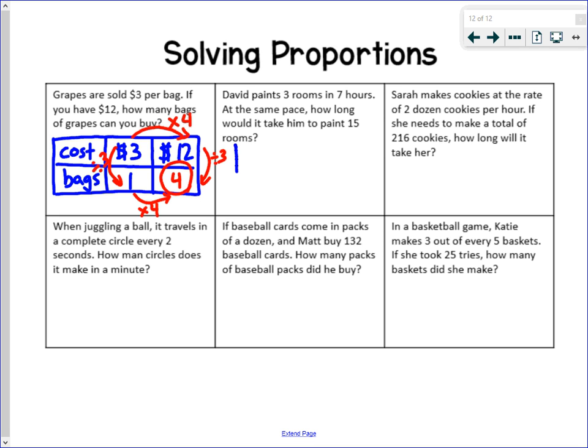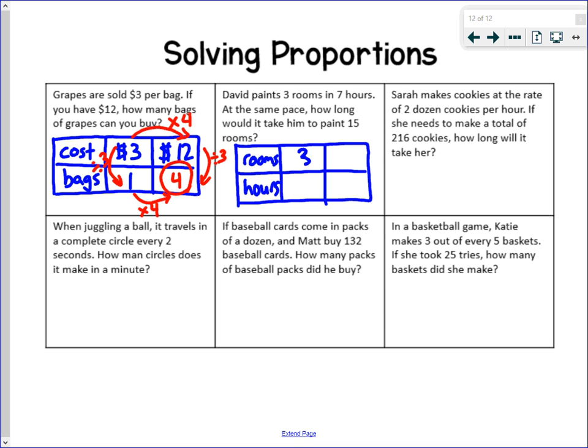David paints 3 rooms in 7 hours. At the same pace, how long would it take him to paint 15 rooms? So we got rooms and hours. And it says he paints 3 for every 7 hours. So how many would you be able to paint in 15 hours?